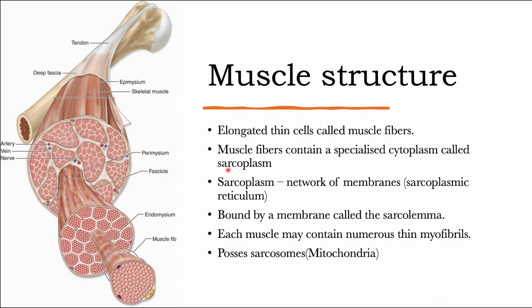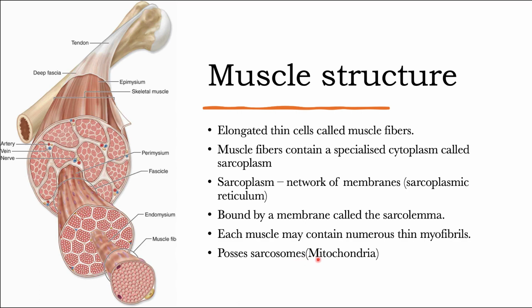Their cytoplasm is called the sarcoplasm. And inside the sarcoplasm, we have a network of membranes called the sarcoplasmic reticulum. Just like we have in a normal cell, the endoplasmic reticulum, the smooth reticulum. Here we have the sarcoplasmic reticulum, and it's very vital when it comes to muscle contraction. We are going to see why. And then they are bound by a membrane called the sarcolemma. So instead of having a plasma membrane, their membrane is called a sarcolemma.